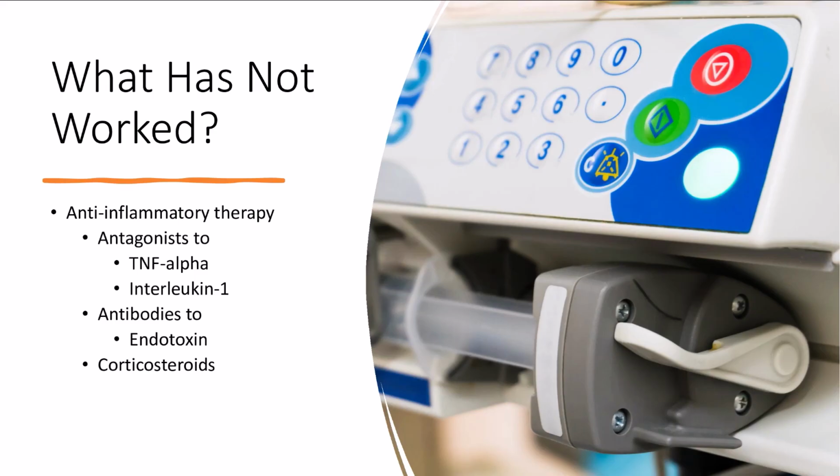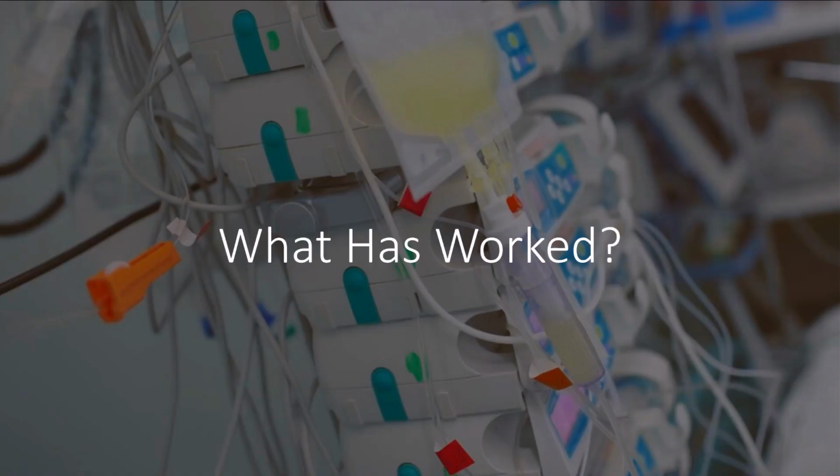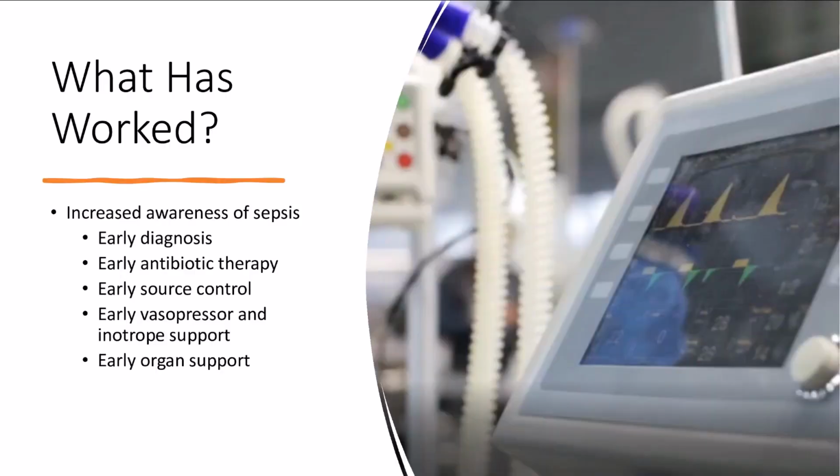There are some other anti-inflammatory medications that I've already alluded to, antagonists to some of the inflammatory cytokines like tumor necrosis factor alpha and interleukin-1, antibodies to endotoxin, and of course we mentioned just before corticosteroids. None of these have worked. So we tend to avoid those. We're going to not worry about those in our patients. I want to focus mostly for tonight's lecture on what has worked, because there are some really cool and interesting, practical things that you and I can use in our practice to help improve survivability of patients with sepsis.